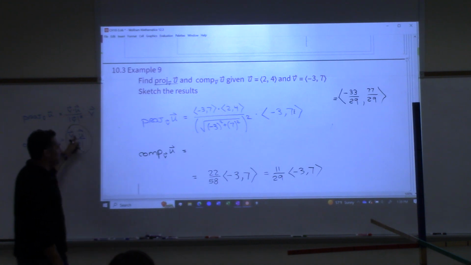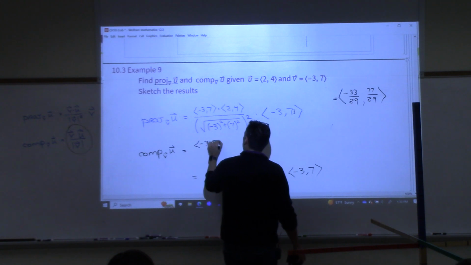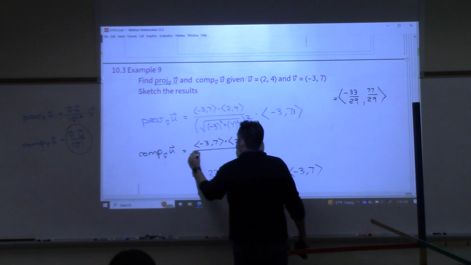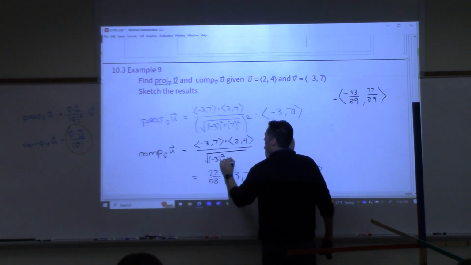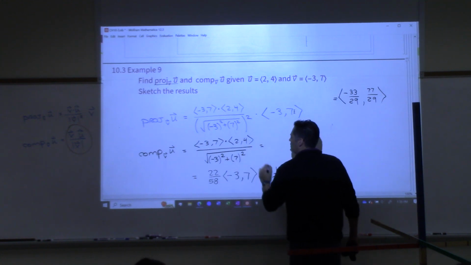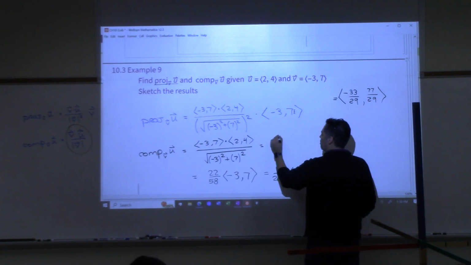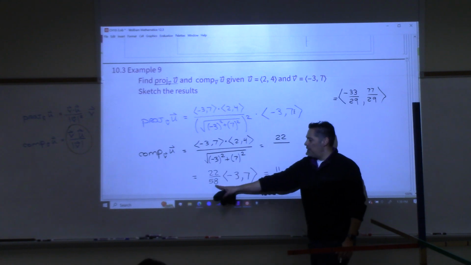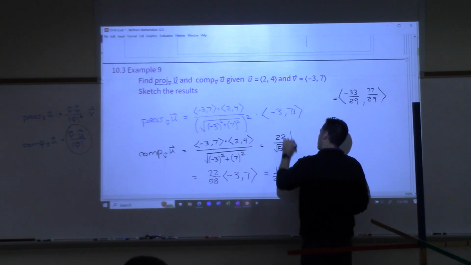Here, I'm going to dot the v and u, right? So we already did that right there. That was -3, 7, dotted with 2, 4. And then the only difference on the bottom is that when we do this magnitude down here, we're not going to square it this time, are we? And so when we did that dot product on the top, was it 22? Yes, 22. And then over, this time we're not squaring it, so it's not 58, it's what? Square root of 58, right? Because we never square it? That's it.